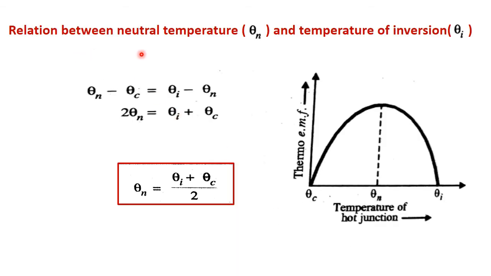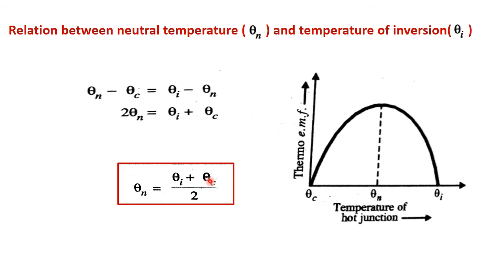Further, the relation between neutral temperature and temperature of inversion. I have already told you the neutral temperature is as much greater than the critical temperature as the temperature of inversion is greater than the neutral temperature. So we can present it this way: 2 theta n is equal to theta i plus theta c. So we can see how the neutral temperature is related to the temperature of inversion and the critical temperature. This is the relationship, and generally you get numerical problems based on this formula.